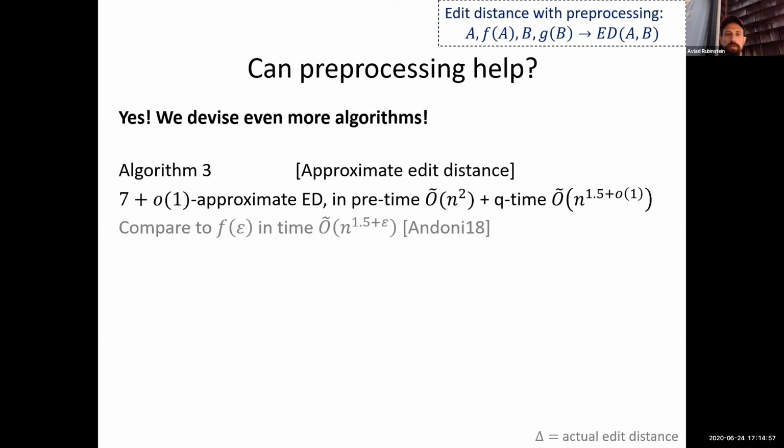So this algorithm 3 works for the general case where we're not making any assumptions about the strings. And here we get a 7 plus epsilon approximate edit distance algorithm. The pre-processing time is quadratic, like you would need to compute exact edit distance, but that's only the pre-processing. And the query time is roughly n to the 1.5. For comparison, the state of the art by Andoni runs in roughly the same running time, but the approximation factor is some huge constant.